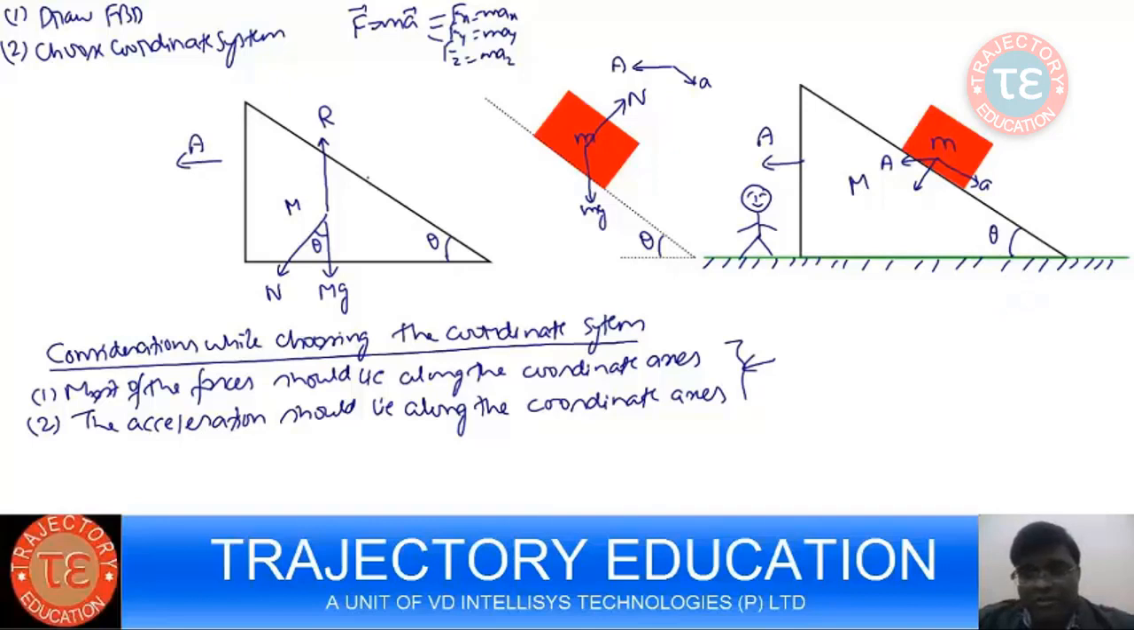Now let's draw the free body diagram. Sorry, not the free body diagram. Let's draw the coordinate axis. If I draw this coordinate axis, one of the forces is going to lie along the coordinate axis out of two, and here out of three, two of them will lie along the coordinate axis.